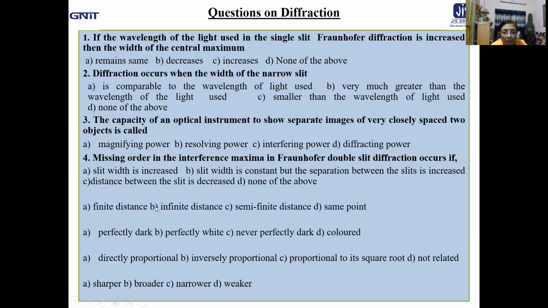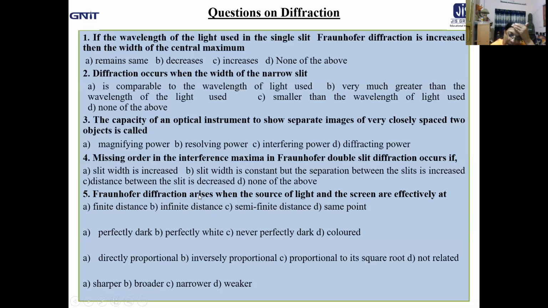Okay. Now, go for the next one. The options are finite distance, infinite distance, semi-finite distance, same point. Let us now search for the corresponding question. Fraunhofer diffraction arises when the source of light and the screen are effectively at, now, a common question, you got it? Fraunhofer diffraction arises when the source of light and the screen are effectively at infinite distance. This is the case of Fraunhofer diffraction.